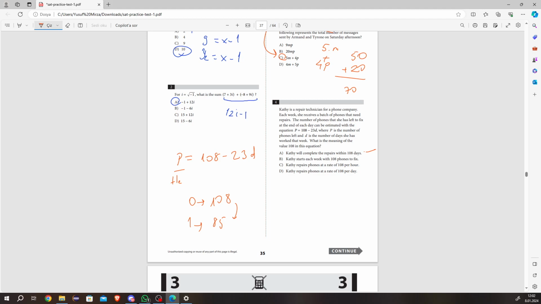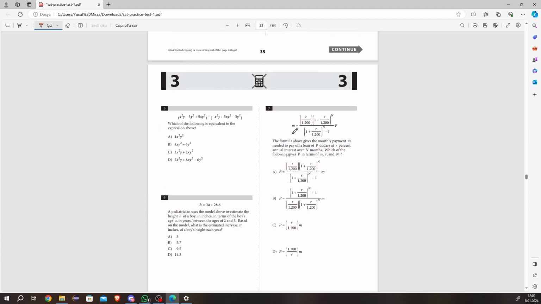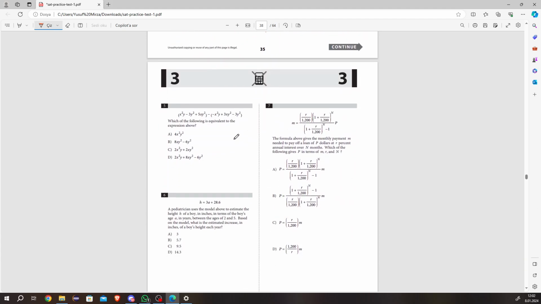Katie starts each week with phones to fix. Yeah, it's true, she starts with 180. Katie repairs phones at the rate of 23 per day. That's not true, so not 180. It was a simple question, so there are no tactics here. Just go ahead and solve the questions.